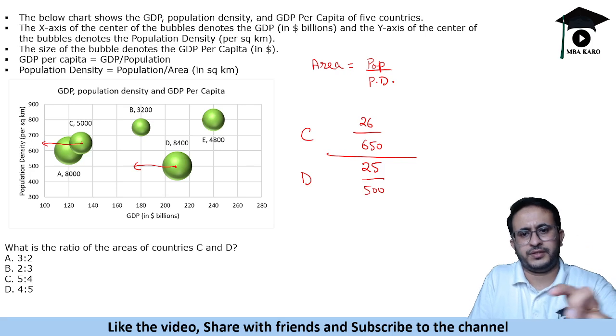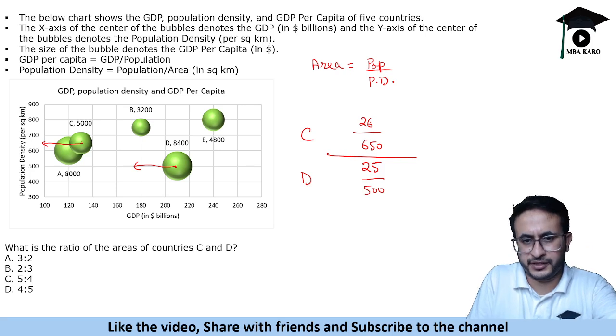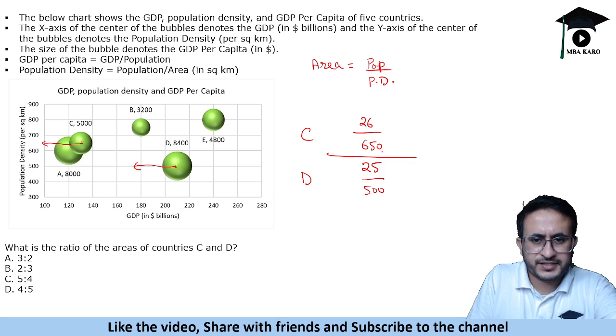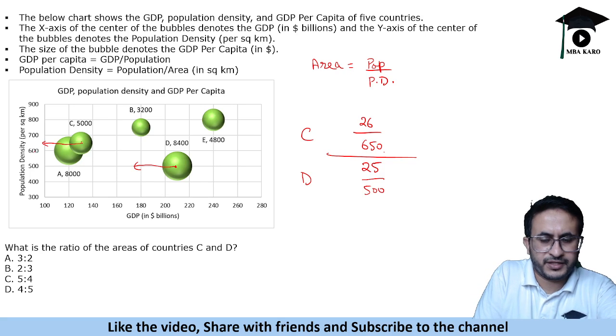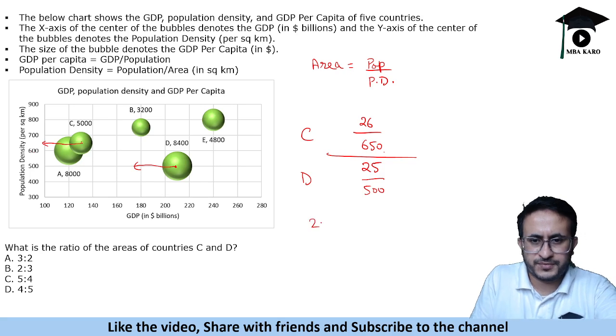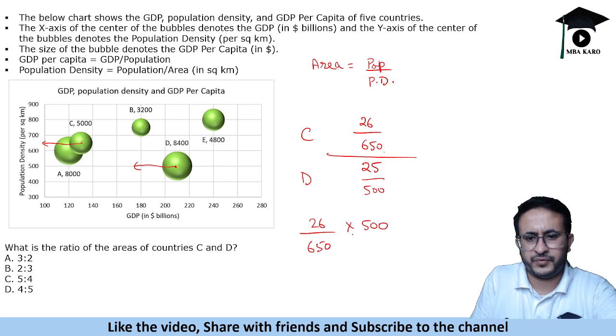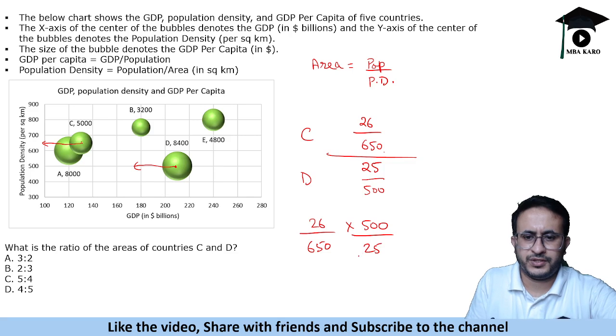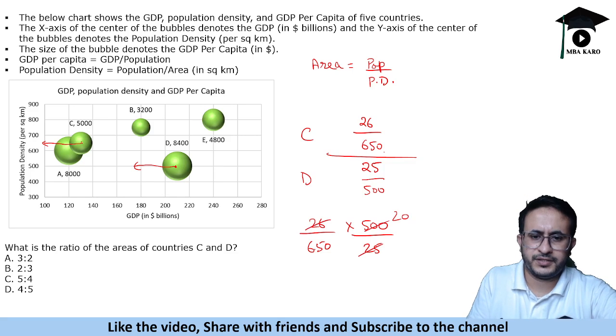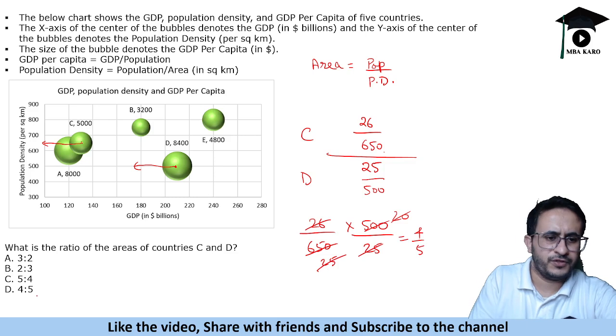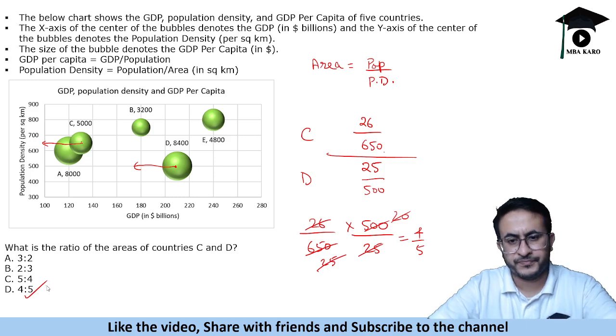So this is the population which we calculated in the first question, and this is the population density which is denoted in the y-axis. So this becomes 26 by 650 into 500 by 25. So this is 20 times and this is 25 times. So 20 by 25, which is 4 by 5. So the answer is 4:5.